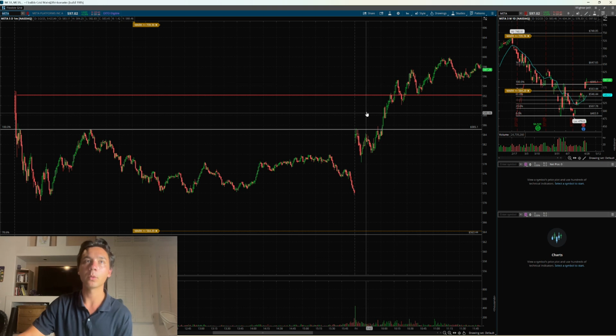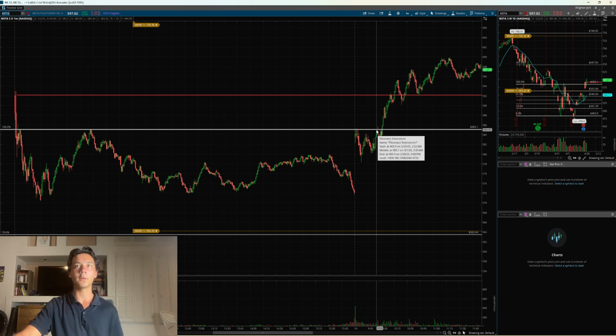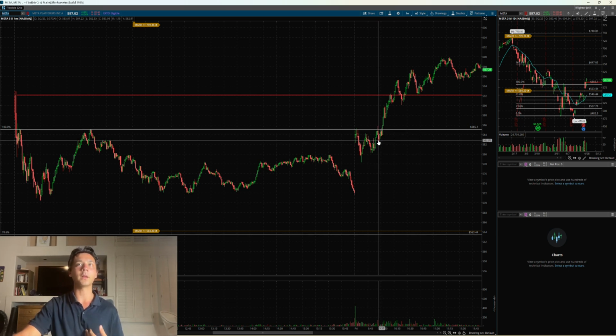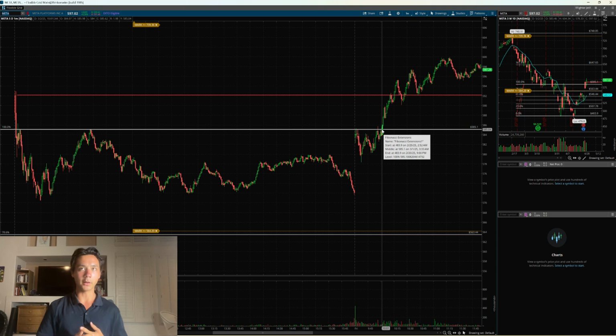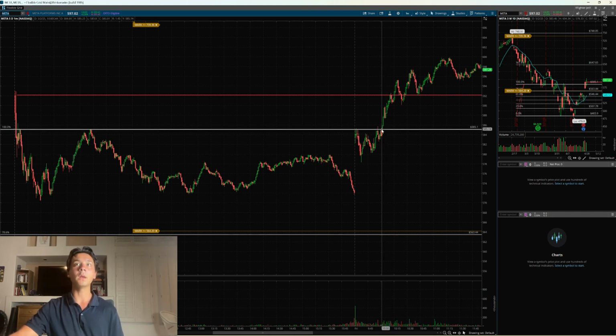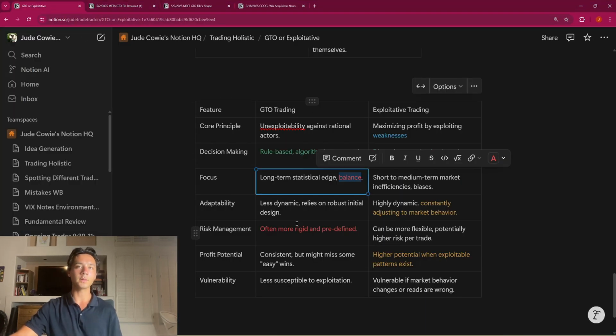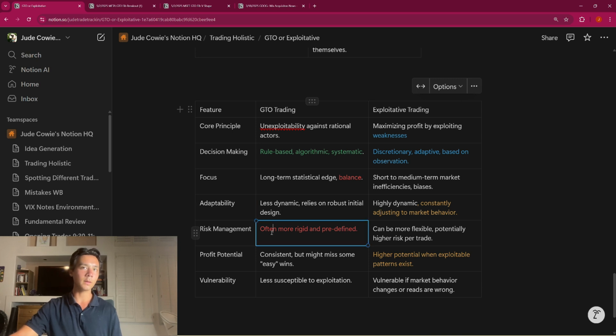And while I could spend more time getting nitty gritty about this price action, I don't think that is the most important thing to talk about here. The most important thing is the fact that it closes above, but also the fact that it's imbalanced. And when we close above that level, I am personally not usually a fan of just buying purely off a level. But in this environment, when we look back to our GTO versus exploitive characteristics, we can see a few things that are important with trading in a more GTO frame of mind, which is that we're often thinking more rigidly and predefined.